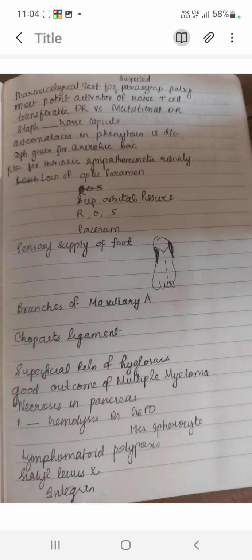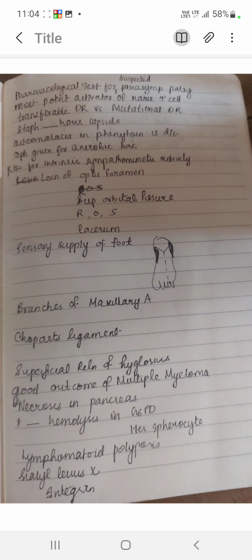Location of the optic foramen. This is important. The optic foramen is in the lesser wing of the sphenoid, whereas the superior orbital fissure is at the junction of the greater wing and lesser wing, formed by both. Whereas rotundum, ovale and spinosum are in the greater wing only, and foramen lacerum is in both the sphenoid and also the petrous part of the temporal bone.